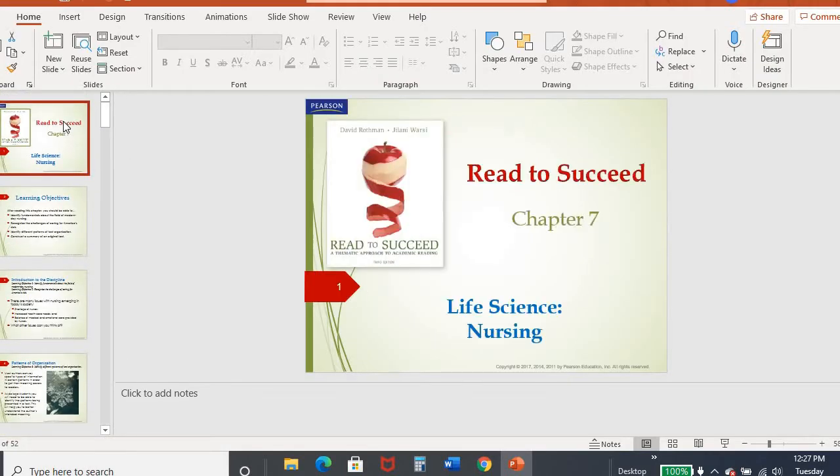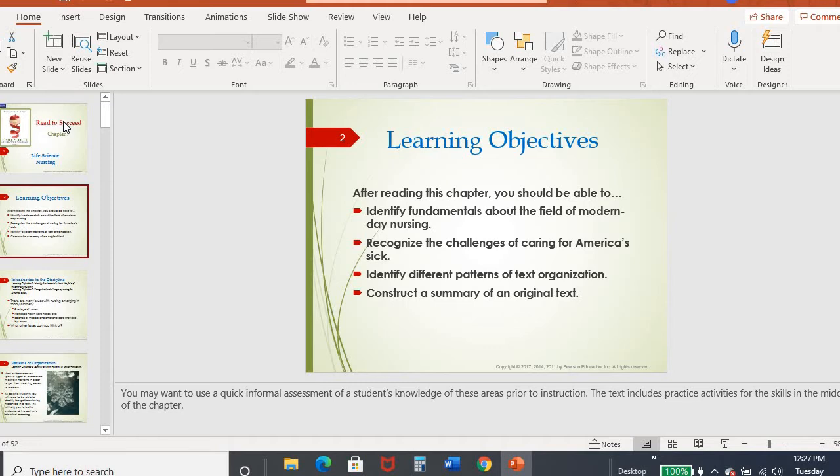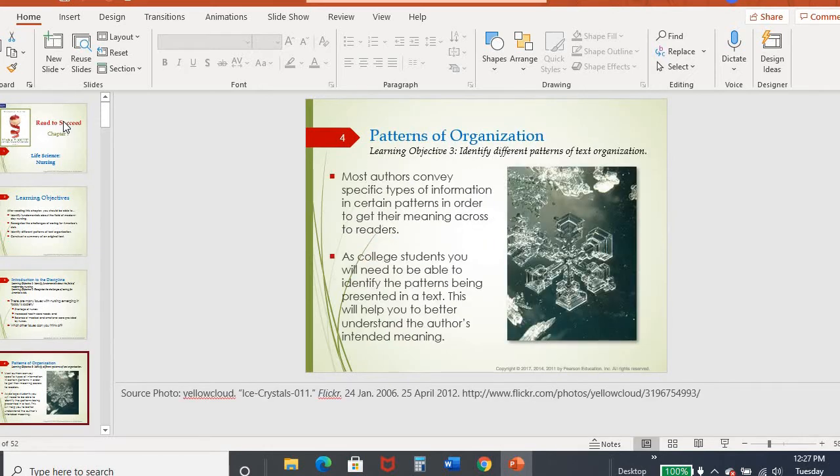And this is a long chapter, so I'm going to preface it by that. But it's not a difficult one. There's just a lot of detail, and so that's just my disclaimer for this chapter. So this chapter is a nursing chapter, which means the readings will be nursing based. And so this chapter is going to talk about issues in healthcare and nursing. And then the reading skill is what's called patterns of organization or text structures. Okay, so that's what we're going to look at.